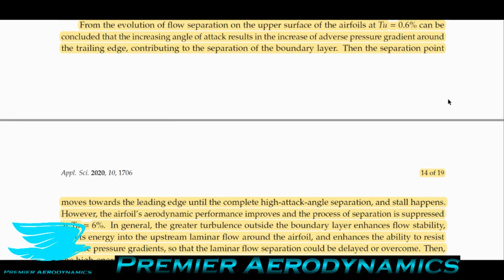And then they go on and say, the separation point moves towards the leading edge until the complete high angle of attack separation still happens. So again, because you increase angle of attack, this adverse pressure gradient increases, and that means that less and less of the airfoil's suction surface, generally the upper surface, is seeing an attached flow.